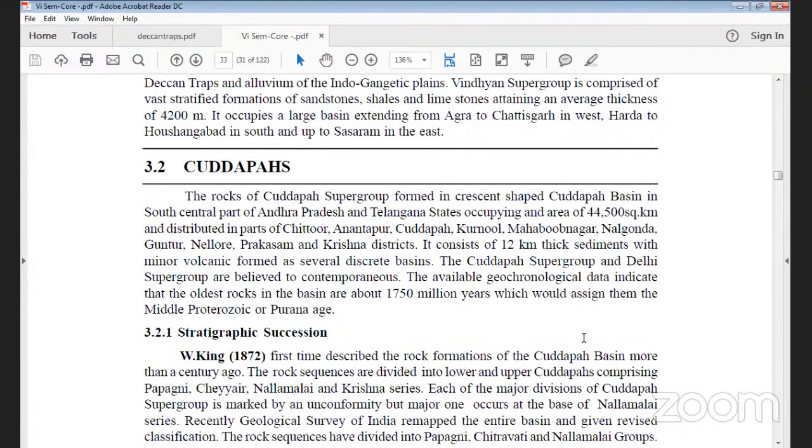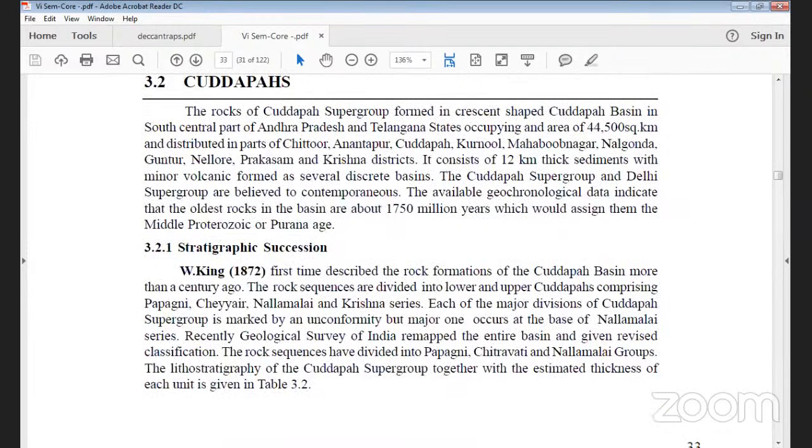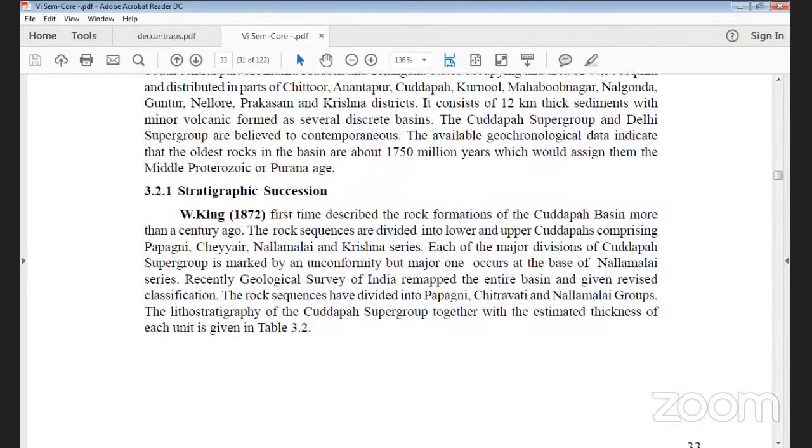Coming to the Cuddapahs, we have also discussed this. It was described by William King in 1872. The Cuddapah supergroup has subgroups like Papaghni, Cheyair, Nallamalai, and Krishna series, and each major division of the Cuddapah supergroup is marked by an unconformity, but the major one occurs at the base of the Nallamalai series.